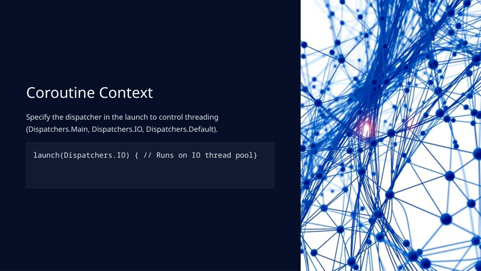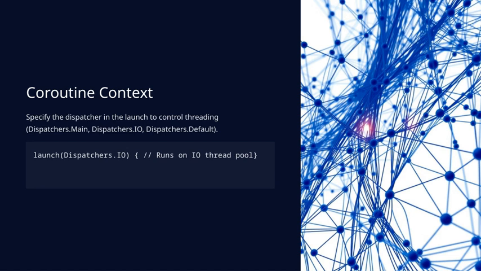Let's talk about coroutine context. When launching a coroutine, it's important to specify the dispatcher to control which thread it runs on. For example, you can use Dispatchers.Main for the main thread, Dispatchers.IO for input-output operations, or Dispatchers.Default for CPU-intensive tasks. By setting the dispatcher, you ensure that your code runs efficiently and correctly on the appropriate thread.